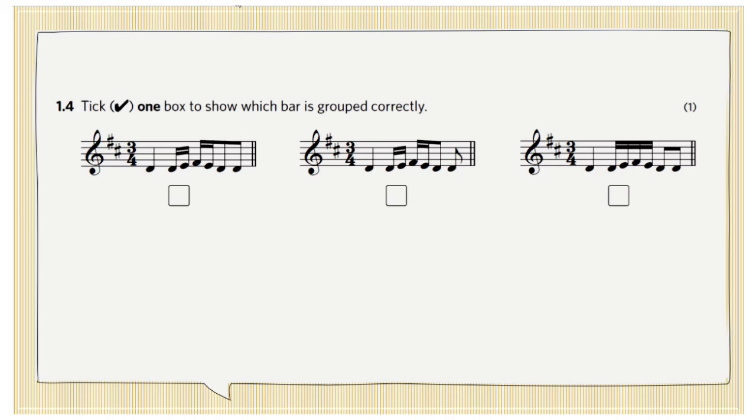Question 1.4. This question is a little bit trickier. Tick one box to show which bar is grouped correctly. Okay, the keyword is grouped. So what topic are you tested on for this question? Is the topic on beaming? Okay, and beaming basically means when the note tails are joined, and how do you know how many notes need to be joined together?